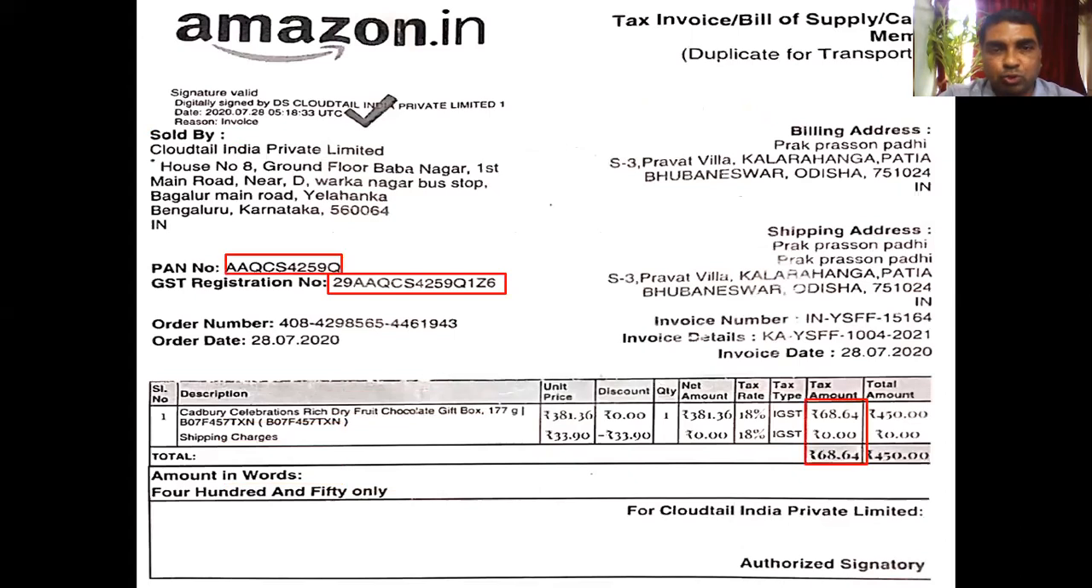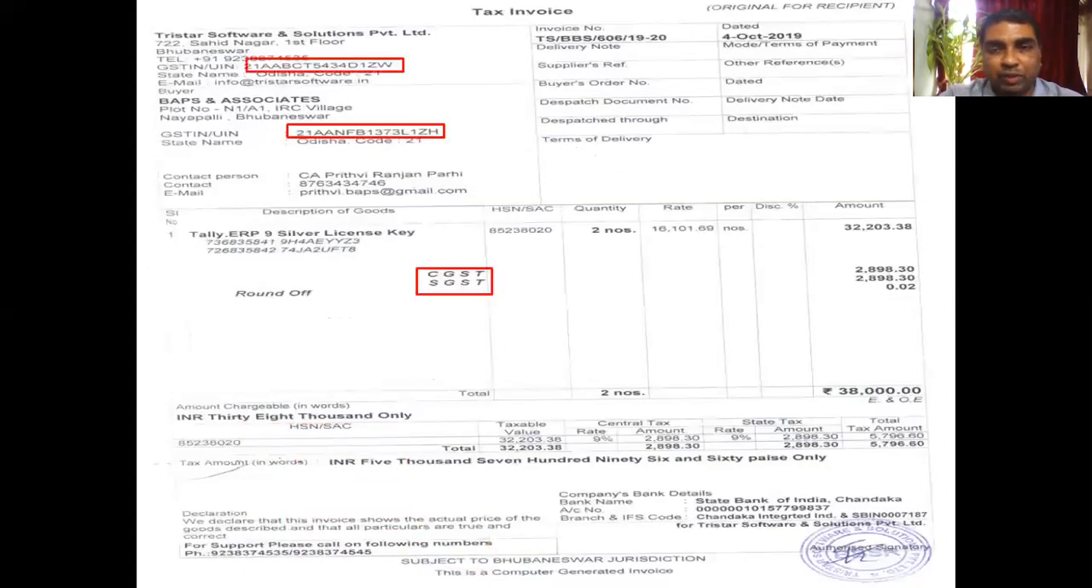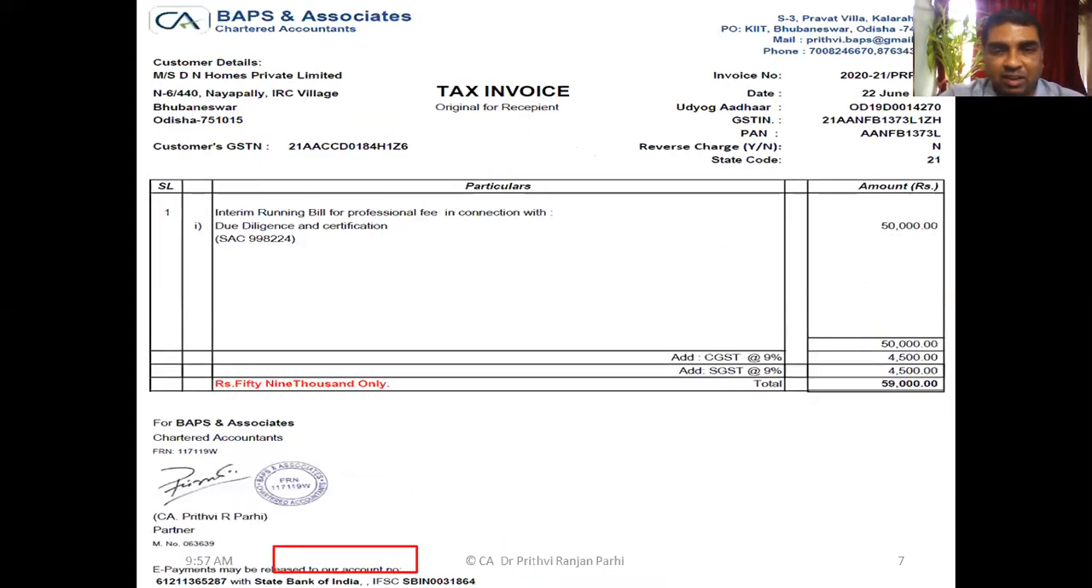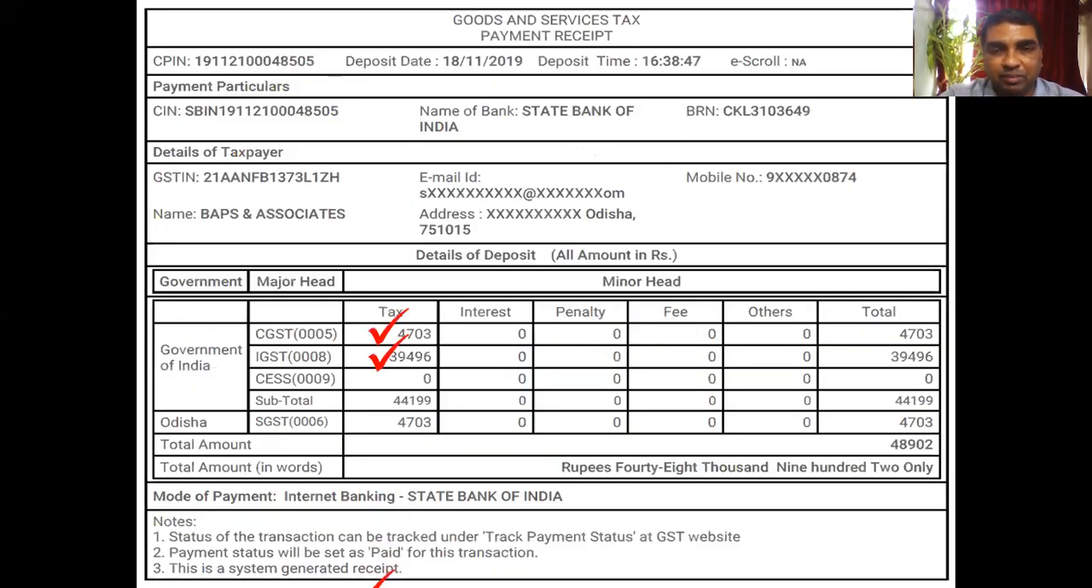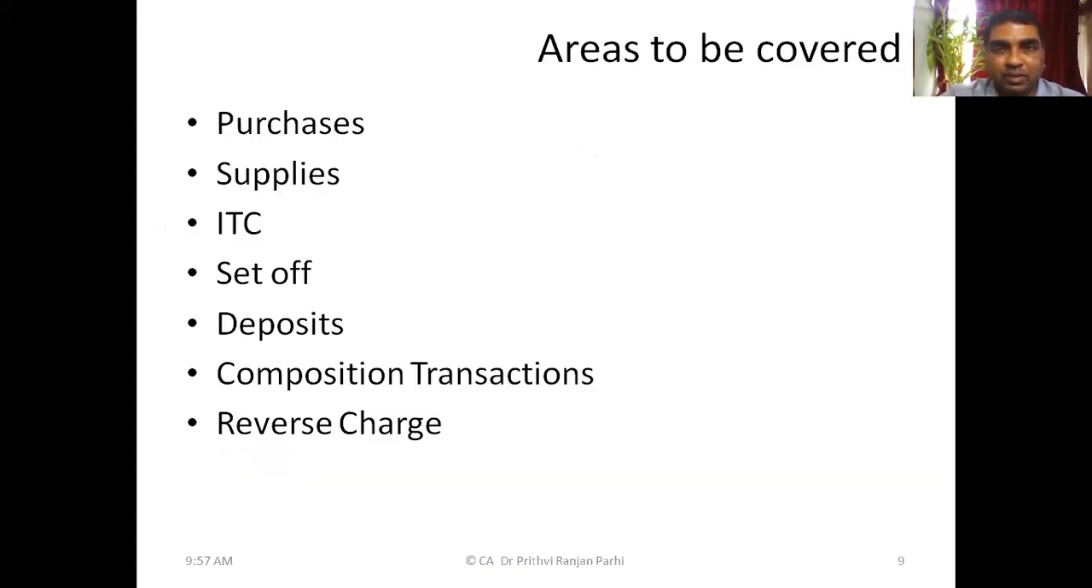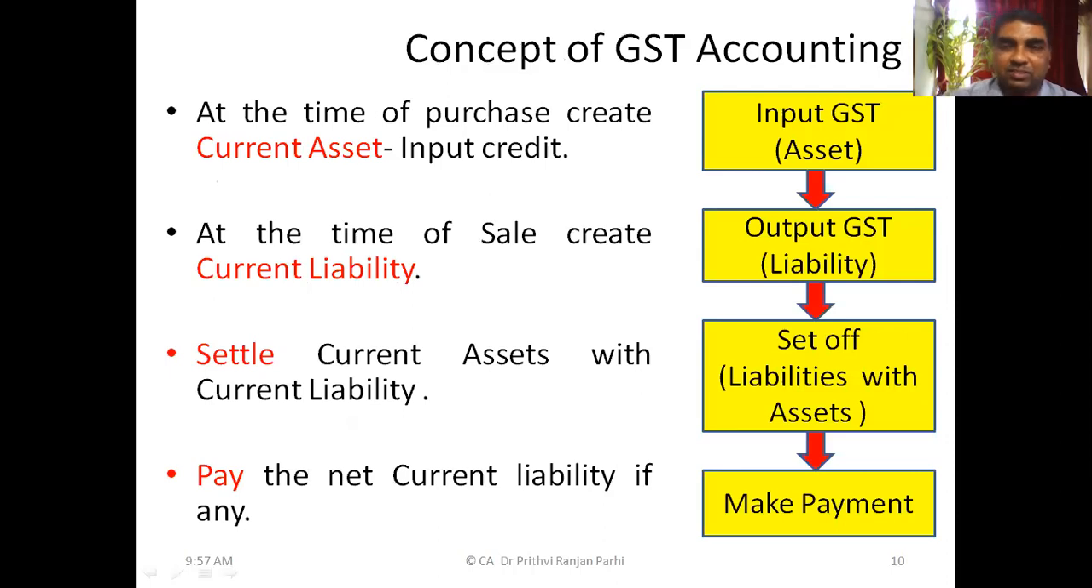In the previous class, I was showing you these GST invoices. Every invoice contains various items, and GST amounts are also separately shown. Coming to accounting aspects, in these areas accounting is more relevant: purchases, supplies, input tax credits, set-off, deposits, composition transaction, reverse transaction. Like this, various areas involve accounting.